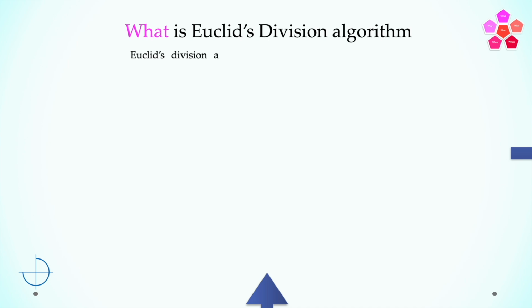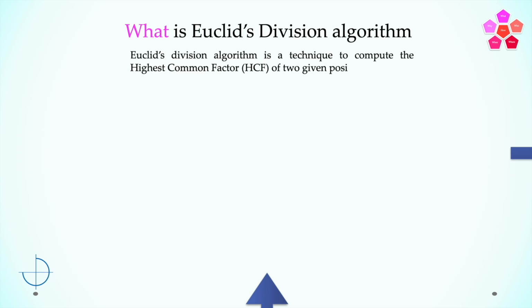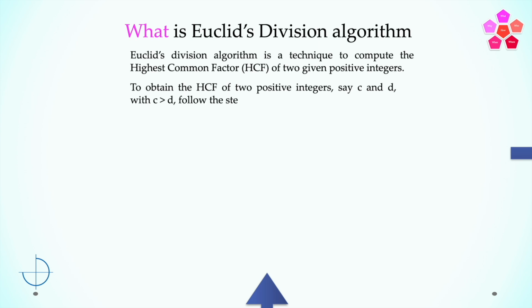Now that we know what an algorithm is, let's look at Euclid's division algorithm. Euclid's division algorithm is a technique to compute the highest common factor of two given positive integers. It actually involves Euclid's division lemma and is applicable for only positive integers. To obtain the HCF of two positive integers, say c and d, with c greater than d, we have to follow the following steps.